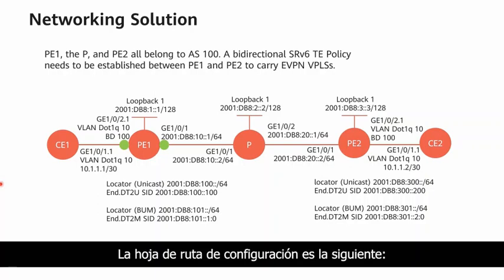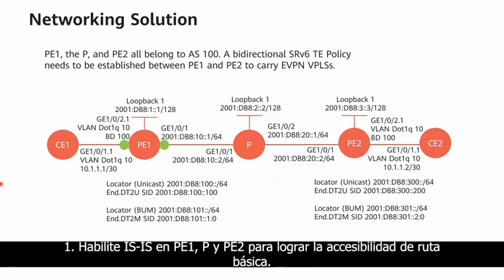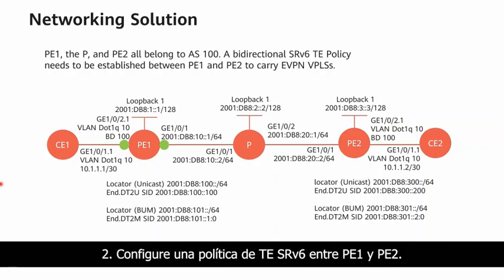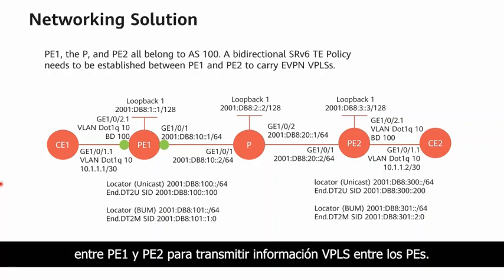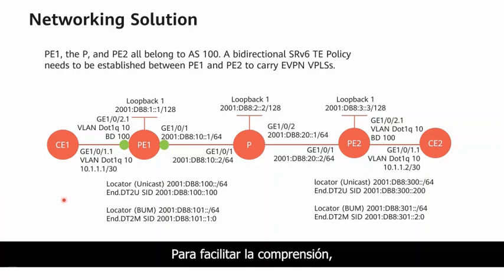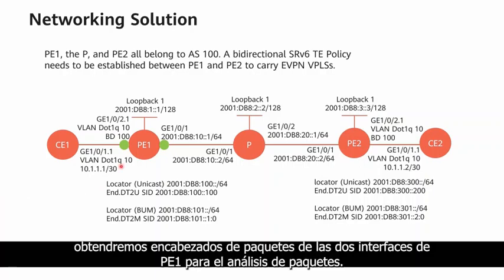The configuration roadmap is as follows. First, enable ECs on P1, the P, and P2 to achieve basic route reachability. Second, configure an SRv6 TE policy between P1 and P2. Third, configure CE access on P1 and P2. In addition, establish a BGP EVPN peer relationship between P1 and P2 to transmit VPLS information between the PEs. For ease of understanding, we'll obtain packet headers from the two interfaces of P1 for packet parsing.